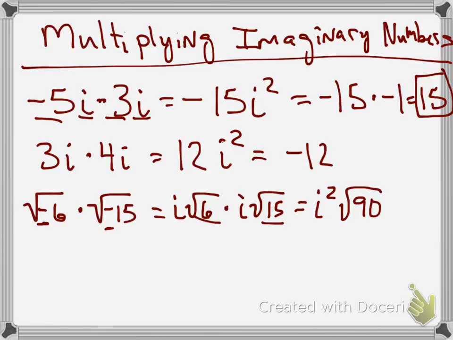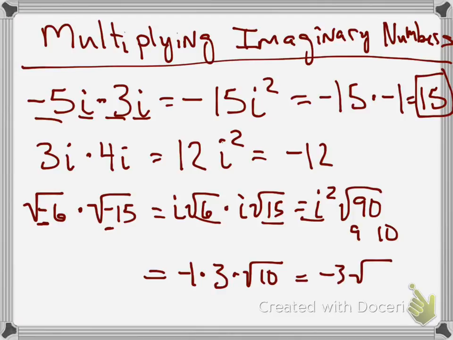Okay, we now know i squared is -1, but now can I simplify the 90? Yes, I can. The biggest perfect square that will go into 90 is 9, and 9 will go into 90 10 times. So what's the square root of 9? 3. And the i squared is a negative, so automatically I put the negative. Square root of 9 is 3. Square root of 10. So my final answer would be -3 square root of 10.